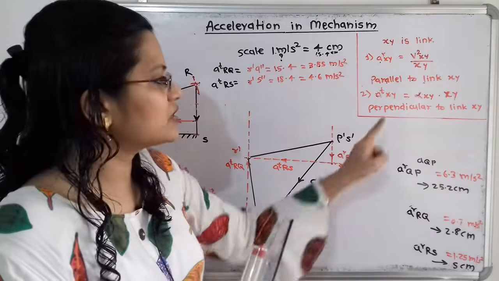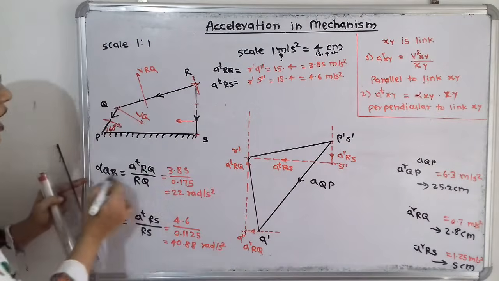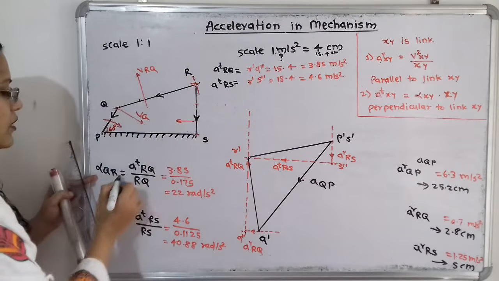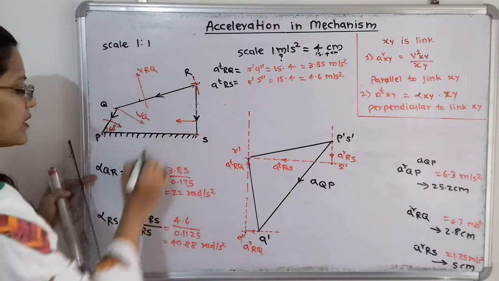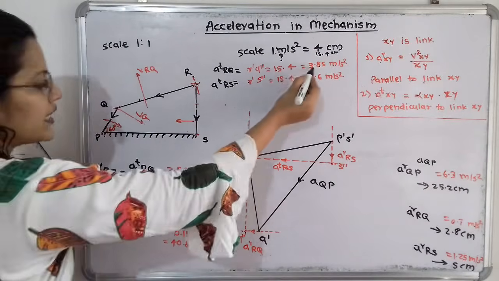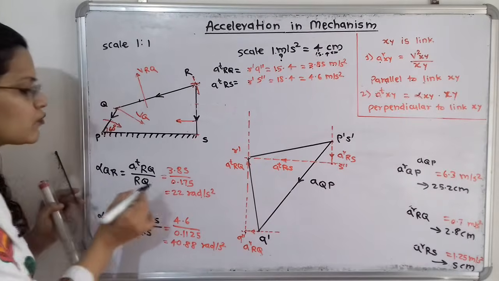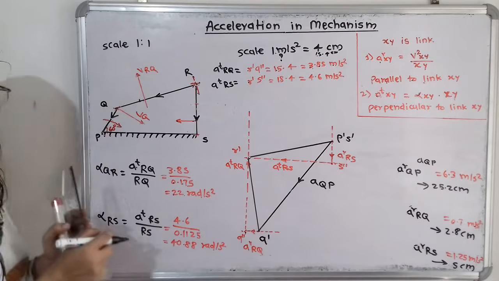From this tangential component I can calculate the value of alpha. So alpha of link QR is A raised to T RQ divided by the length of the link QR. That is 3.85 divided by 0.175, because this length we have to take in meters, which is equal to 22 radians per second square.